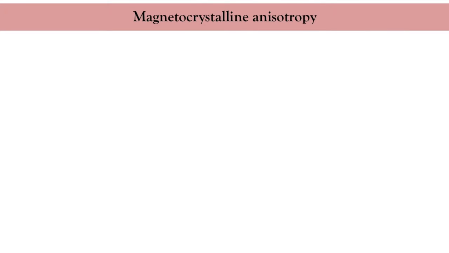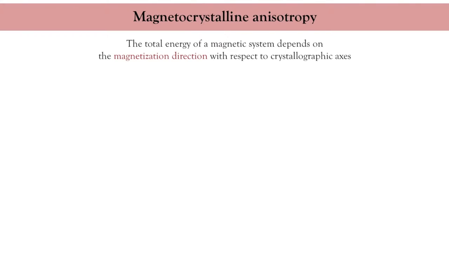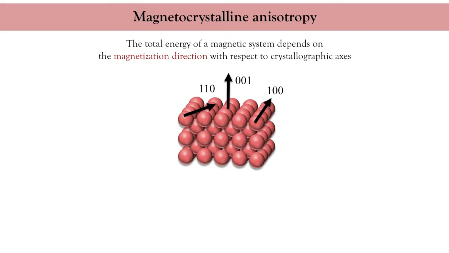The most obvious manner crystal symmetries influence the magnetic properties is through the magnetocrystalline anisotropy. Because the crystal does not have spherical symmetry, the total energy of the system depends on the direction of the magnetization with respect to the crystallographic axis. For instance, if you consider a BCC crystal like iron, having the magnetization pointing along the 001 direction or along the 110 direction results in a different overall energy.